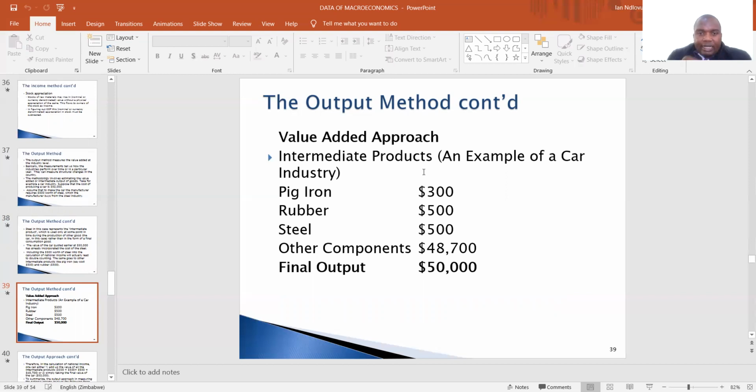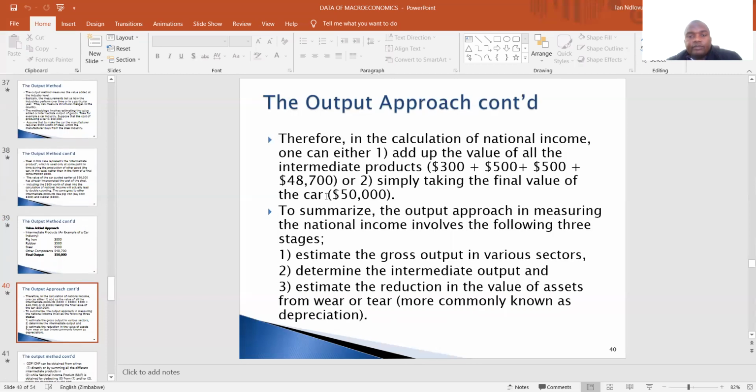In our car example, we'll be having the pig iron, which is used maybe in making the block of the engine, and then the rubber for various parts of the car, and then the steel and other components, lights, parts of the engine like the pistons and so on. And finally, we've got the final output, but the approach that we use is to aggregate the values of the intermediate products to get the final output.